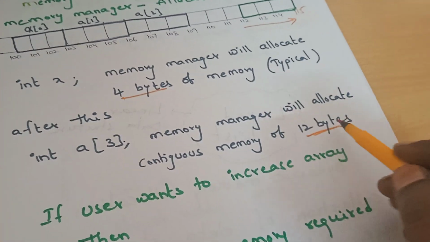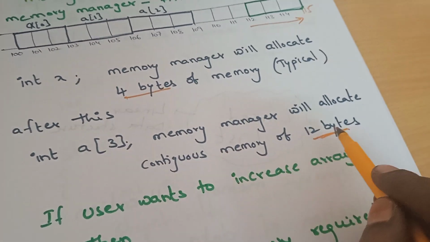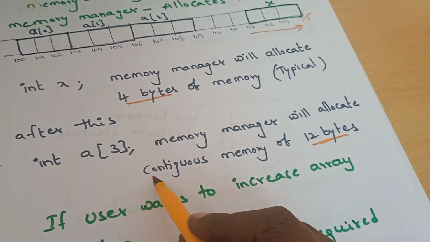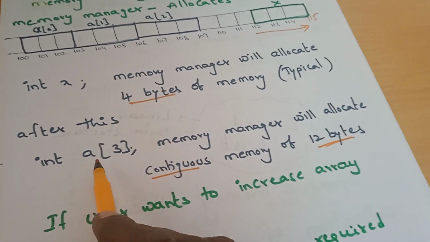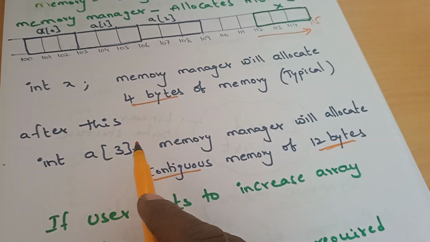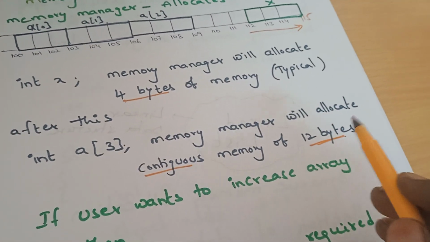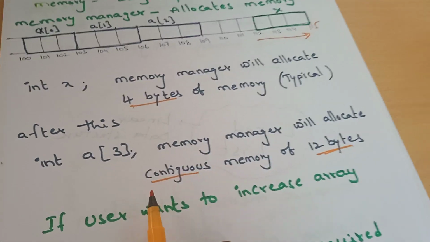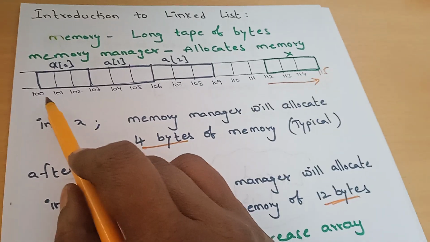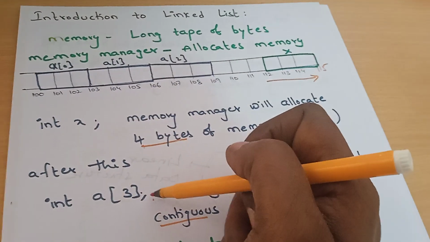Now the memory manager will allocate contiguous memory of 12 bytes. This is continuous or contiguous memory. Why? Because it is an array. So A of 3 means what? 12 bytes the memory manager has to allocate, and these 12 bytes should be continuous memory locations. Now assume that this is the memory which is allocated for this A of 3.